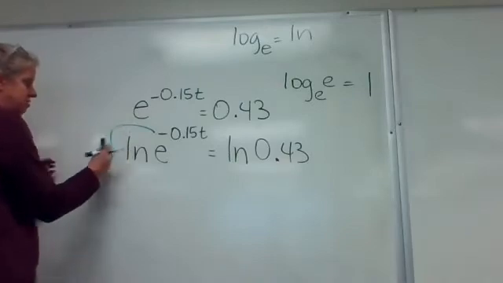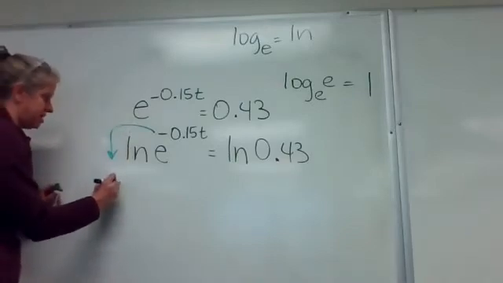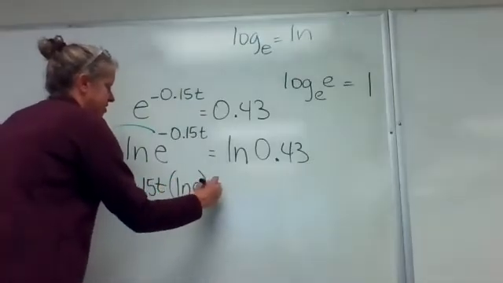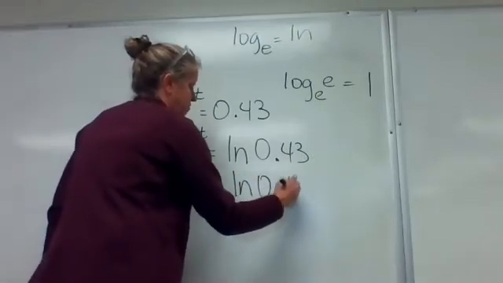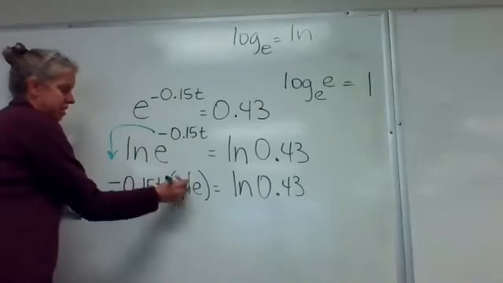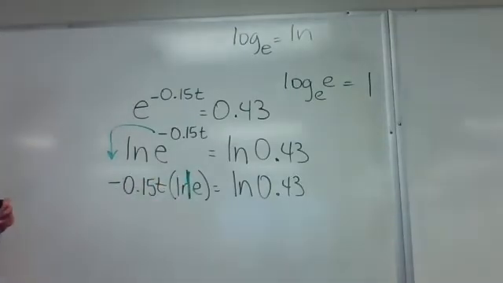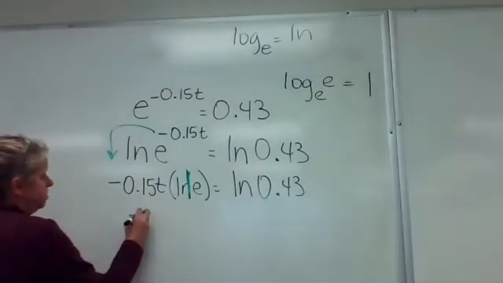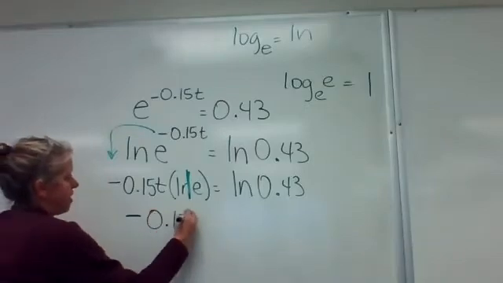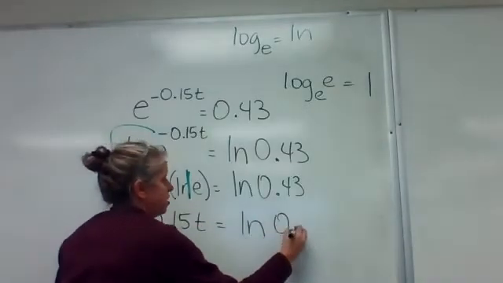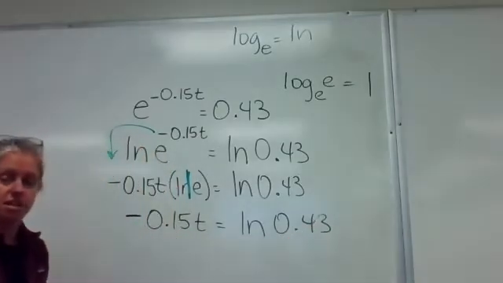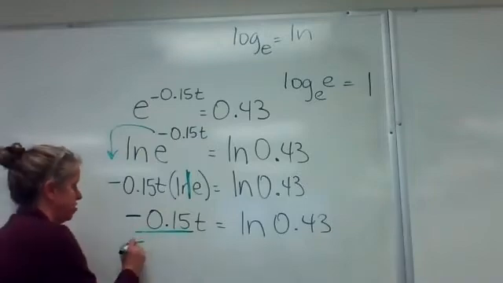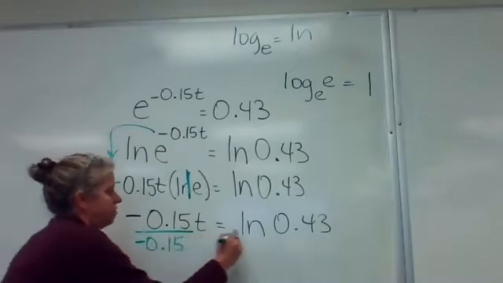Now that brings my exponent down. So now in front of my ln E, I have negative 0.15t times ln of E equals ln of 0.43. But again, remember, this ln of E is just 1. So on the left, all I actually have left is that negative 0.15t equals ln of 0.43. So to get t by itself, I just need to divide by what's hooked onto it. So I'm dividing by negative 0.15.